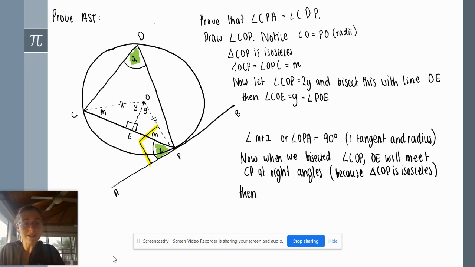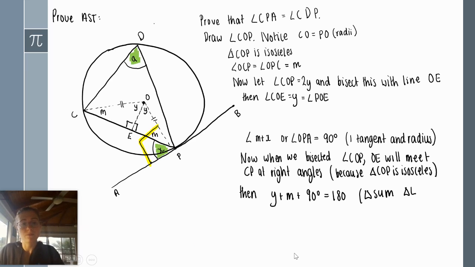Okay, now I can say, well, I know m plus y plus 90 in triangle EOP has to be 180 degrees, just because that's the angle sum. Something magical is going to happen now. So I have y plus m then is, well, 180 minus 90 is 90. Now I have two expressions with m and 90 degrees. So we have that m plus x equals 90, and I also have m plus y equals 90.